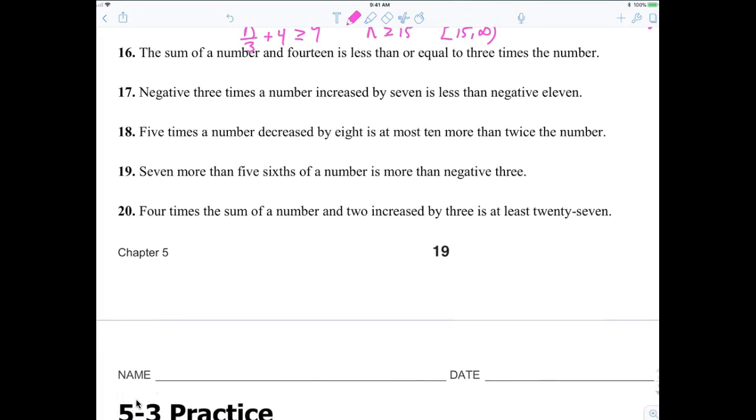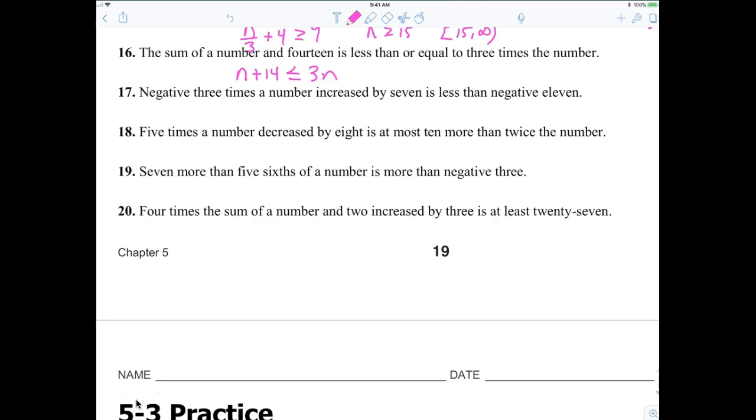All right, number 16. All right, here we go. The sum of a number and 14. How do I write that? N plus 14. The sum of a number and 14 is less than or equal to, that symbol, right? Less than or equal to what? 3n. Perfect, guys.